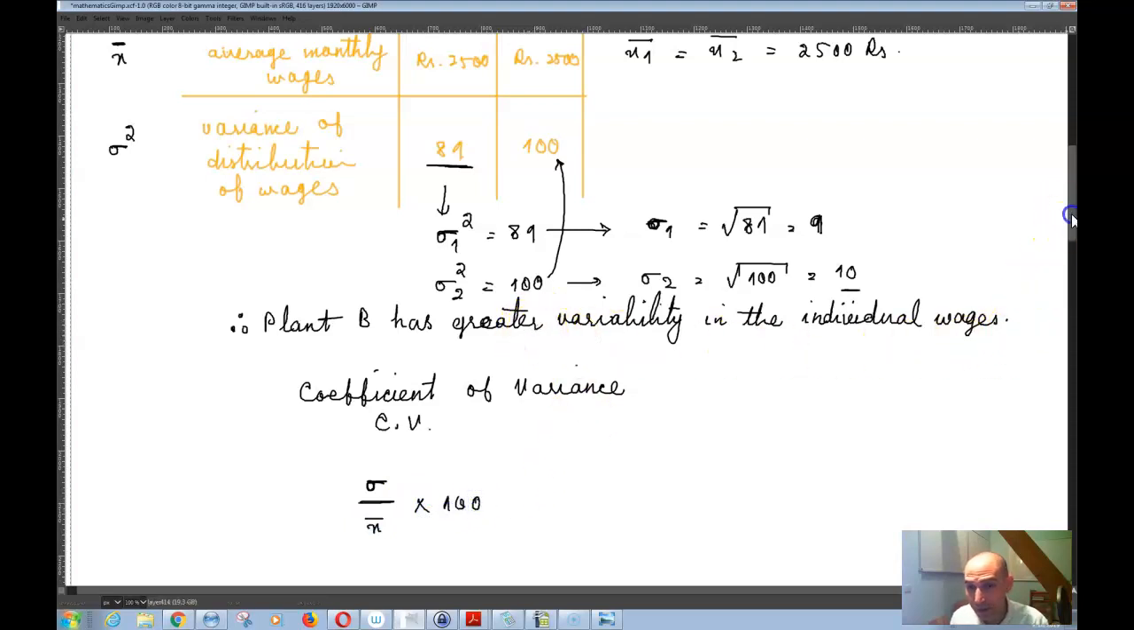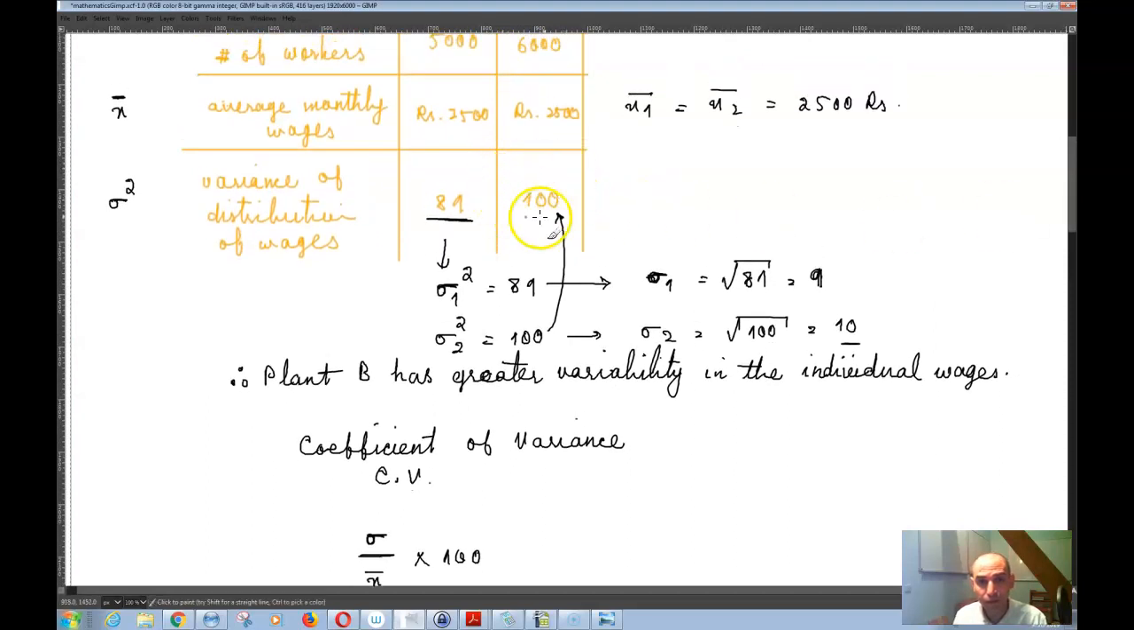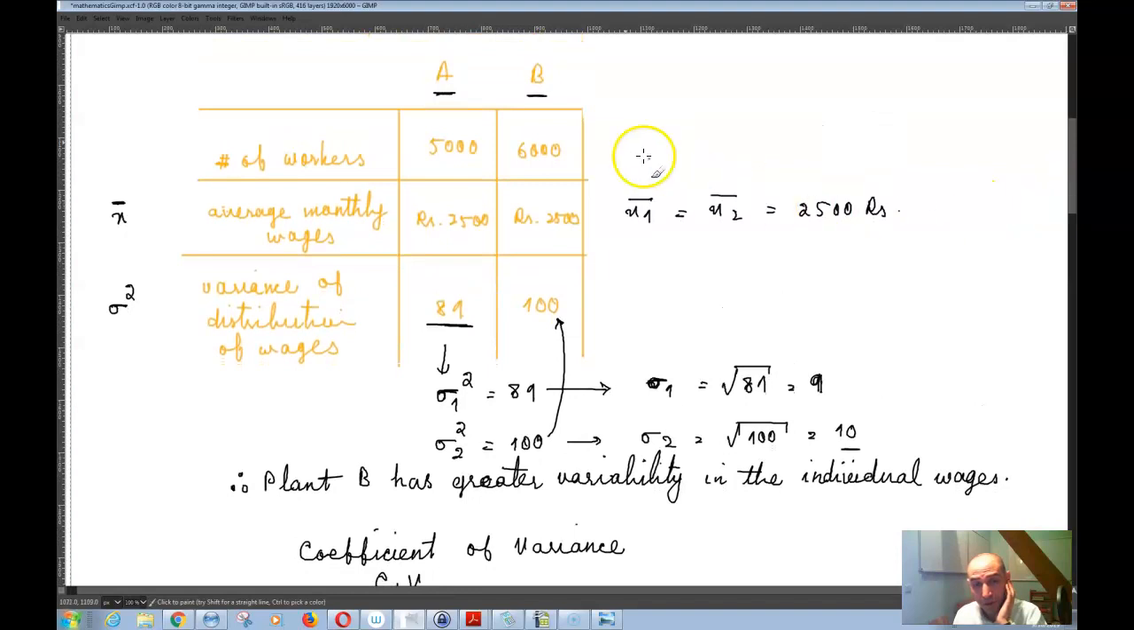Now what I'm doing here is that, of course, if you take this number 100 and divide it by x bar, which is in this case 2,500, and then multiply it by 100, I will get some number. If I take the other number and divide it by the same 2,500 and multiply it by the same 100, I will get some number, but the result that I get for plant B is going to be higher than the number I get for plant A, because sigma squared over here is greater than sigma squared here. And of course you can see that sigma 2 is greater than sigma 1.